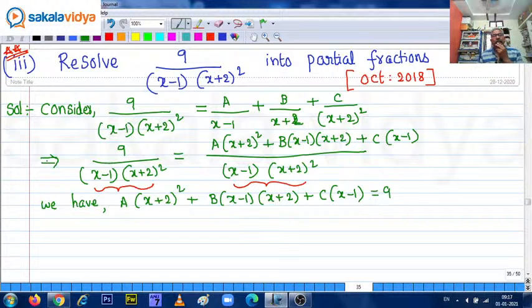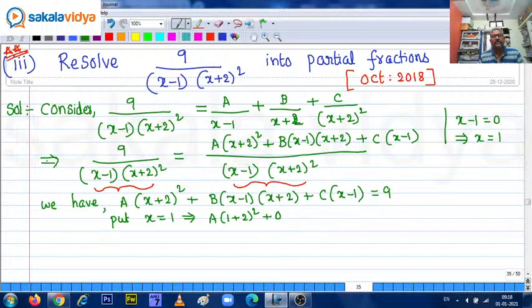Right. Now first put x minus 1 equal to 0, next x plus 2 equal to 0. If x minus 1 is equal to 0, we get x equals 1. Put x equal to 1. Now what do we get? A times 1 plus 2 whole square. This x minus 1 becomes 0, this x minus 1 becomes 0, so plus 0 equals 9. 2 plus 1 is 3, 3 square is 9. So 9A equals 9. Obviously A becomes 9 upon 9, whose value is 1. So therefore A equals 1.